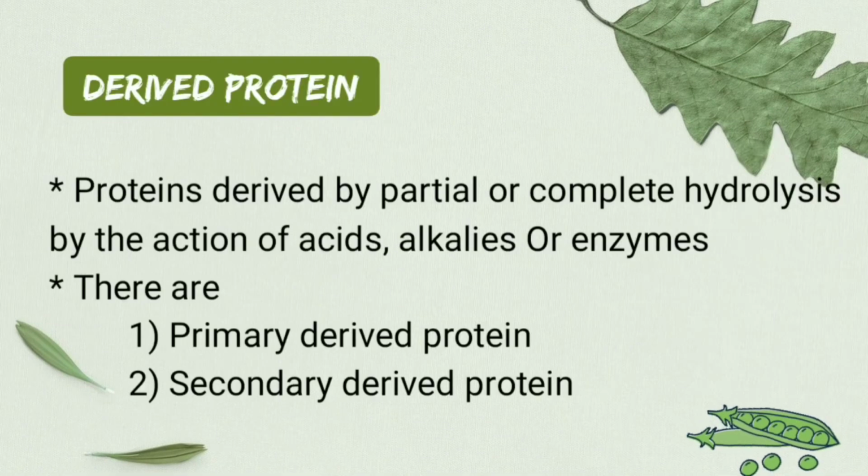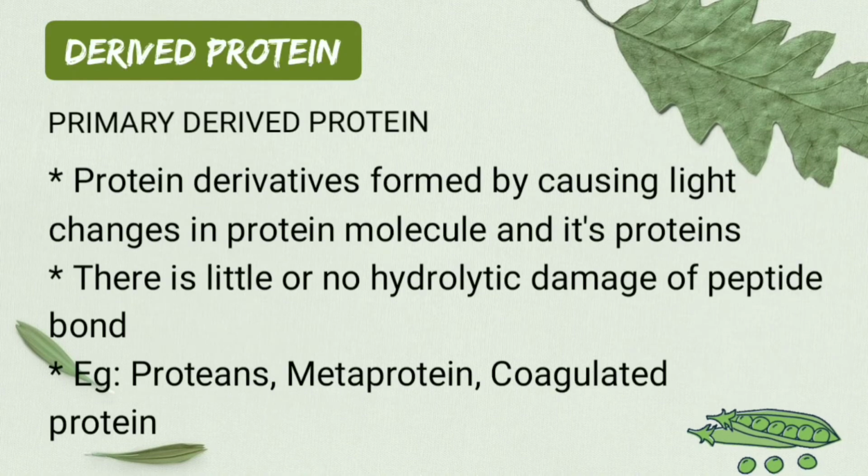Derived proteins. Derived proteins are proteins derived by the complete or partial hydrolysis of proteins by the action of acids, alkalis, or enzymes. There are primary derived proteins and secondary derived proteins. Primary derived proteins. Primary derived proteins are protein derivatives formed by causing slight change in the structure of protein molecule. Peptide bond is not affected in this. Example, proteans, metaprotein and coagulated protein.